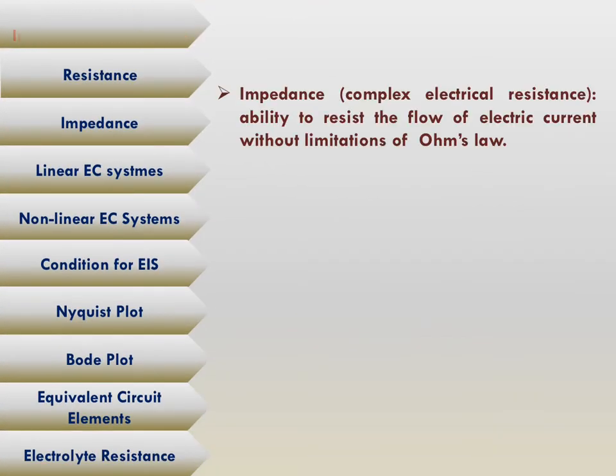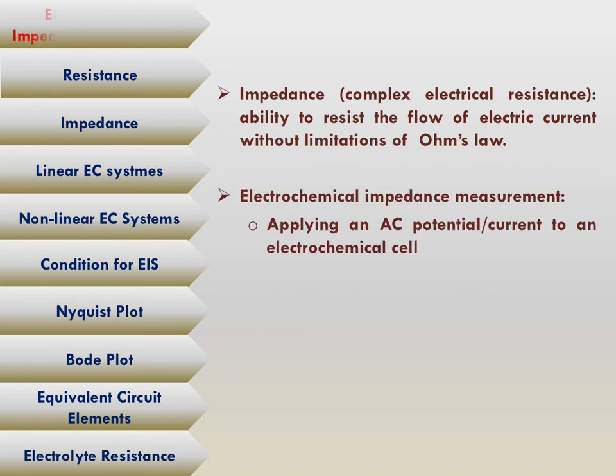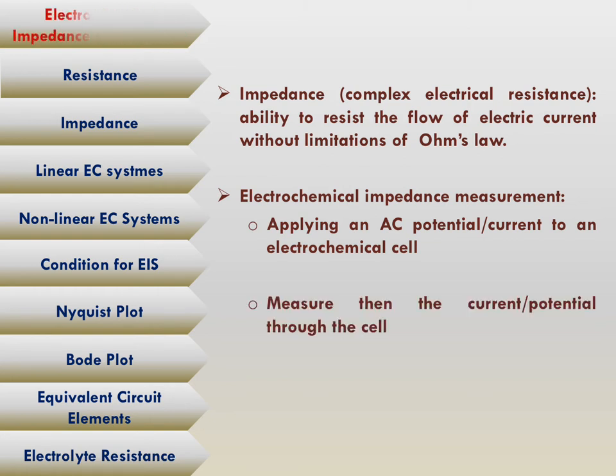Impedance is a complex electrical resistance which resists the flow of electric current in the system but does not follow Ohm's law. In the EIS measurement, an AC potential is applied to an electrochemical cell and the current through the cell is measured, or vice versa.